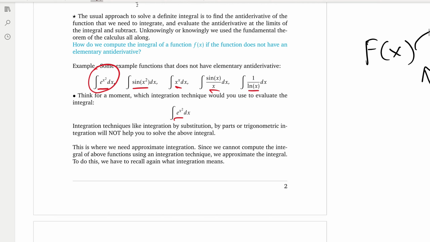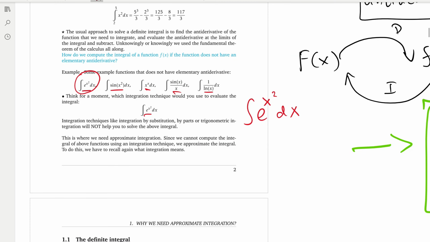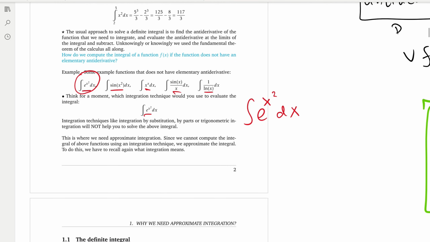This is where approximate integration comes into play. Approximate integration means, the idea here is that you want to find the antiderivative of e to the x square, you want to solve this integral, and you know what? I cannot do that. You cannot find the exact answer. So what I'm going to do is estimate it. I'm not going to find the exact answer, but I'm going to estimate it.